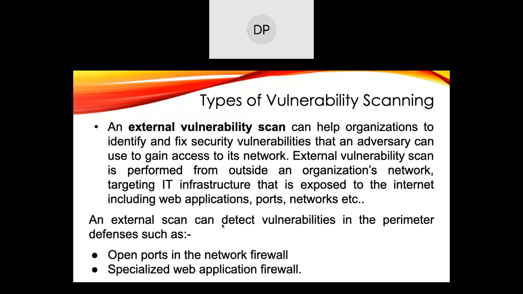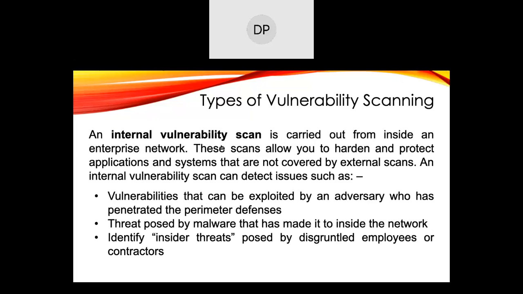An external scan can detect vulnerabilities in the perimeter defenses, such as open ports in the network firewall. A specialized web application firewall comes under the umbrella of external vulnerability scan. But what is an internal vulnerability scan? It is carried out from inside an enterprise network. This scan allows you to harden and protect applications and systems that are not covered by the external scan.